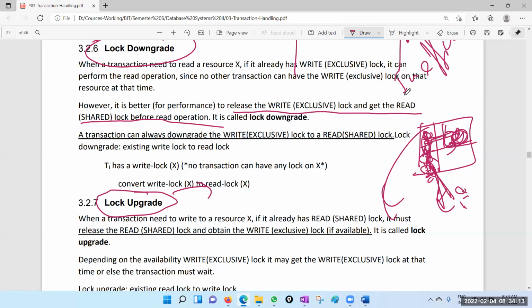So therefore, lock downgrade is immediately possible, whereas the lock upgrade, you may have to again wait. You may have to wait, and then you will be able to get the upgrade done.